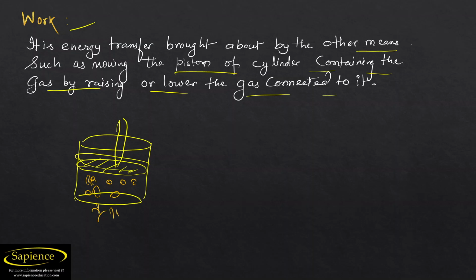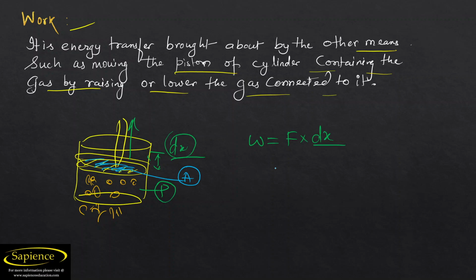Somehow, if we apply heat or anything, we don't know, due to which there will be a movement of the piston in the upward direction. So if there is a movement of the piston in the upward direction, work will be done. Why? Because work is equal to force into displacement dx. So let us consider this piston has moved a distance dx, the pressure of the gas inside is P, and the area of this piston is A.